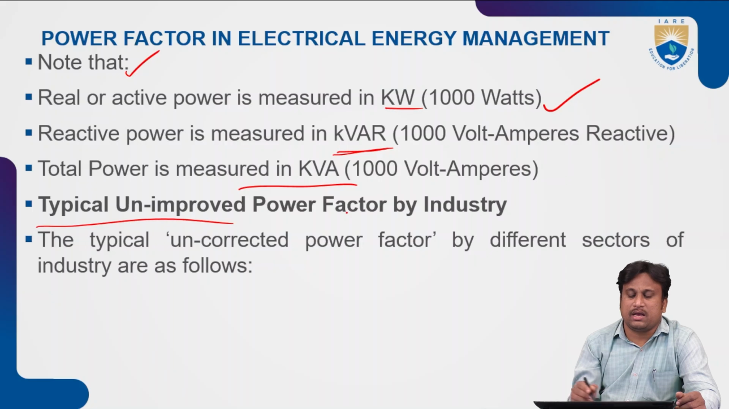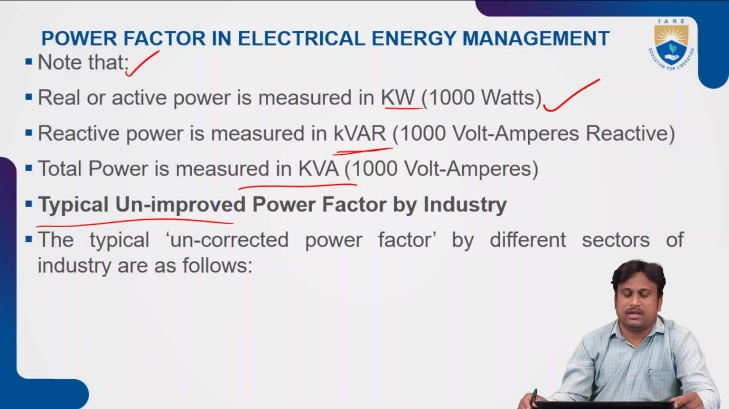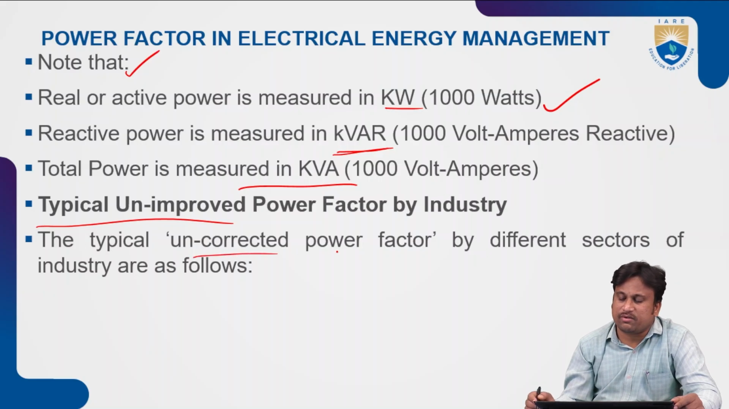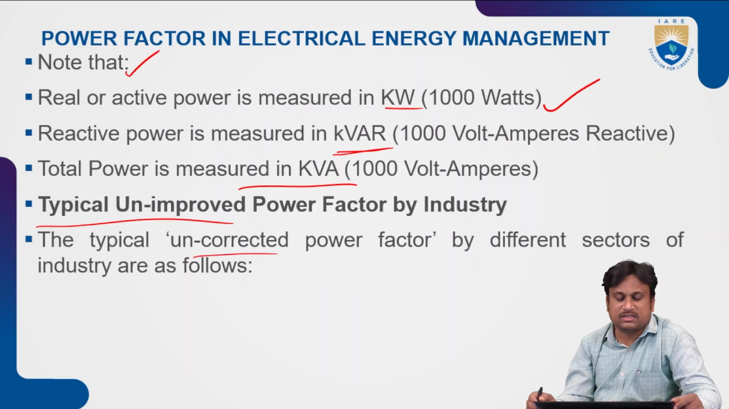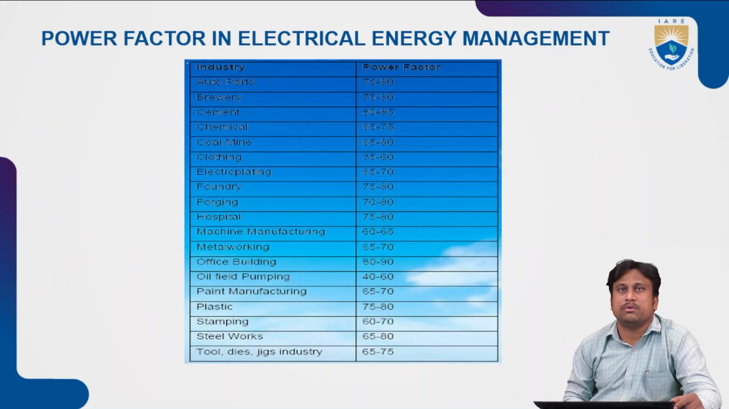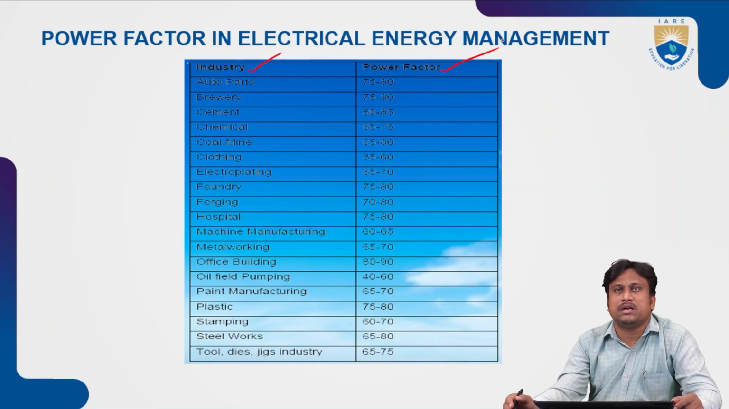Now typical uncorrected power factor by industry is represented in a simple table containing all the loads that we are going to see. That typical uncorrected power factor varies across different sectors of industry, which we see in this table.